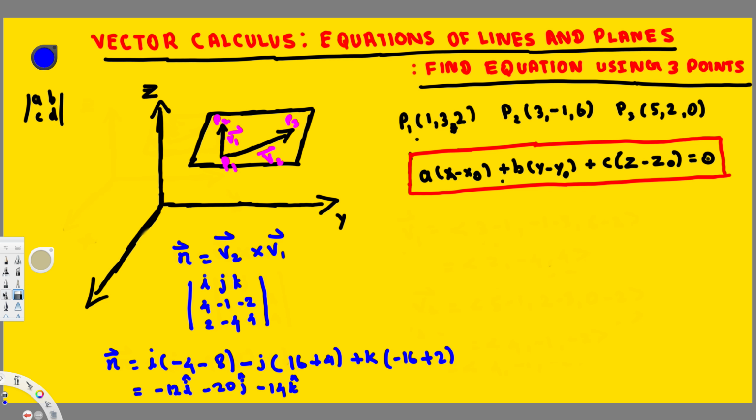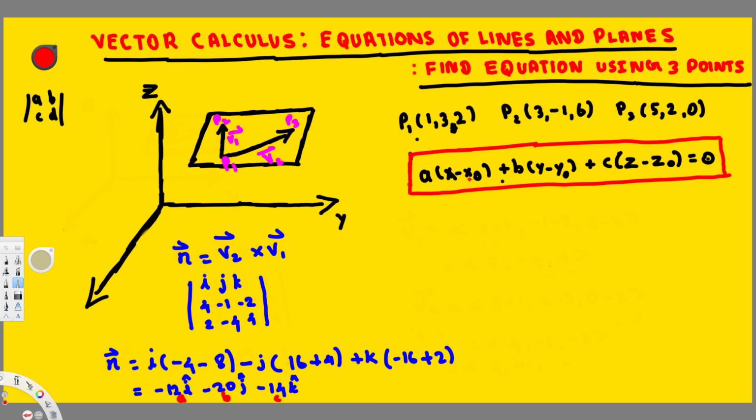Now let's go ahead and plug in these values. Now here are the A, B, C values. This is going to be our A value, this is our B value, this is our C value. So that's why we found this normal vector, in order to put in A, B, C.